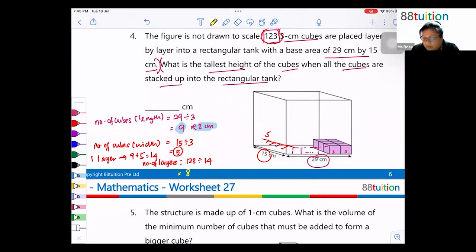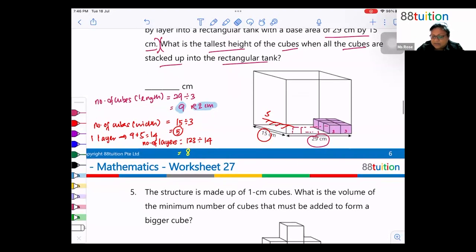But if I have 8 layers, I need 8 layers of cubes. That means the first layer is made up of, let me ask you this question: how do I find the first layer? I found the first layer, I can fill 9 cubes along the length, 5 cubes along the width. So the first layer is made up of what? Can you all see this?